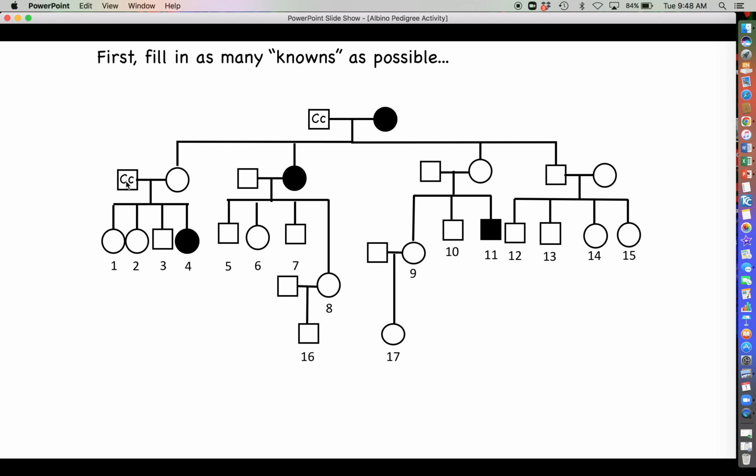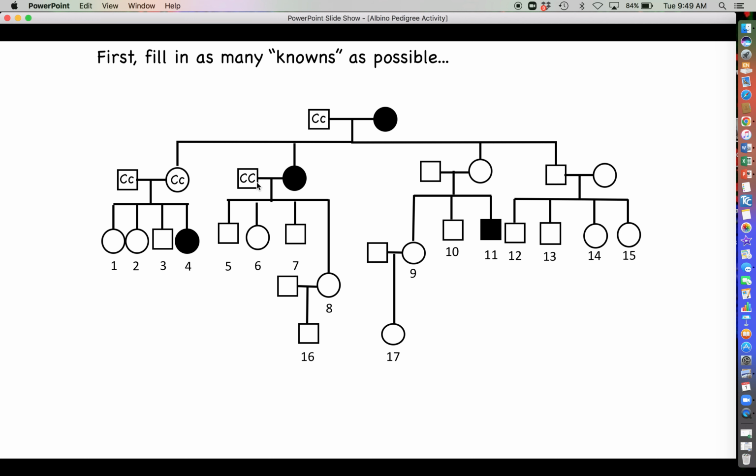Next, if we start looking at the second generation, we can say that both of these individuals must be heterozygotes, because you can see that they do produce one child who is an albino. Since these 2 individuals are not shaded in, we can eliminate the possibility that they are homozygous recessive, because they do not outwardly express the albino trait. That would be very obvious to see. But since they have one albino child, they must both be heterozygotes.